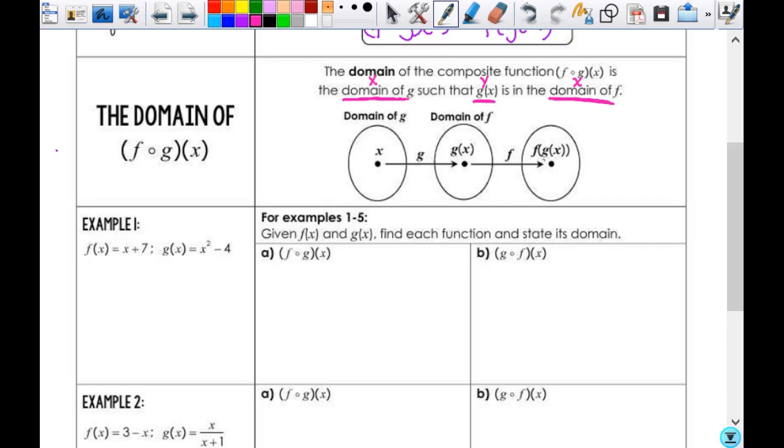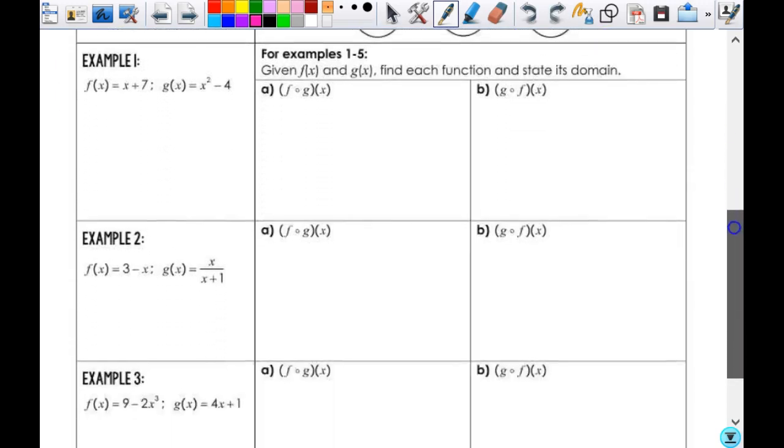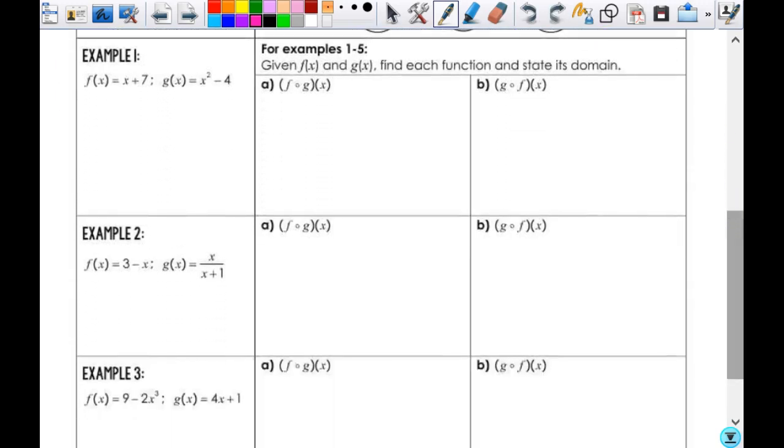All right, and I know that can get confusing. I mean, I have to talk myself through it every time, and once we do some examples, it might make a little bit more sense, but you have to kind of talk your way through what's happening, okay? It's not that bad. Just sometimes the wording is confusing on things. So let's look at example 1. It says we're given f of x and g of x. Find each function and state its domain. So we have to talk about the function before we start, and then also the composite functions.